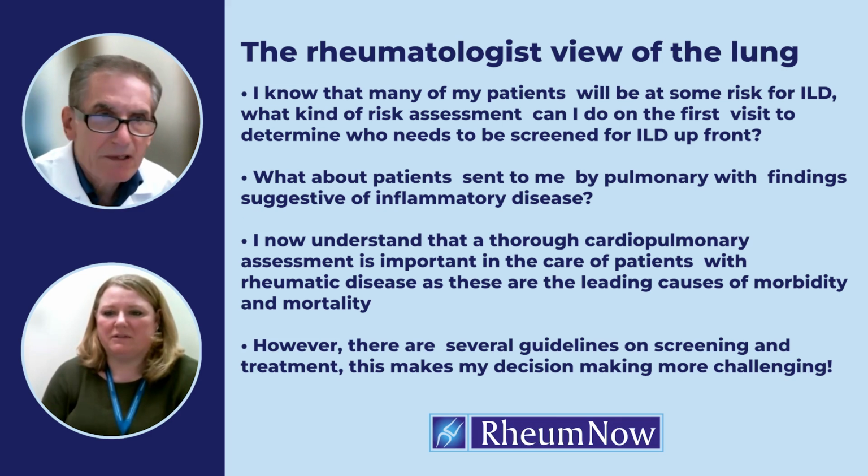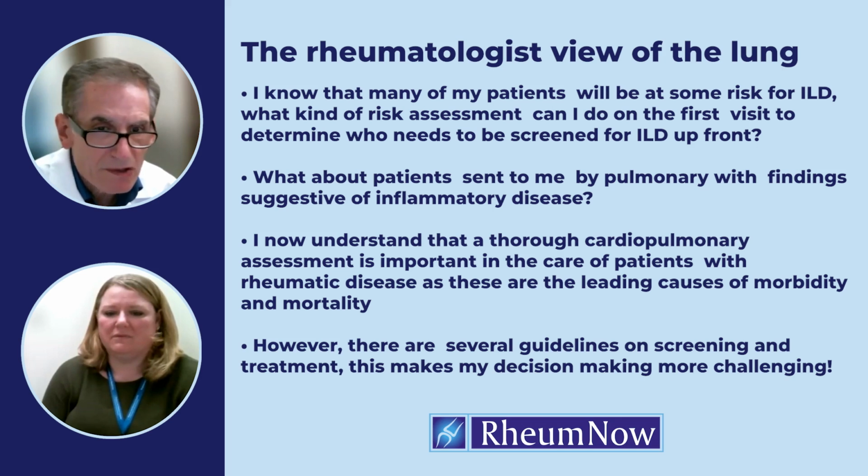So the rheumatologist's view of the lung is, I know that many of my patients will be at some sort of risk for ILD. What kind of risk assessment can I do on the first visit to determine who needs to be screened for ILD up front? What about patients sent to me by pulmonary with findings suggestive of inflammatory disease? How do I approach that? And I now understand that a thorough cardiopulmonary assessment is important in the care of patients with rheumatic diseases, as these are the leading causes of morbidity and mortality in this group of patients. However, there are several guidelines on screening and treatment, so this makes my decision-making more challenging.